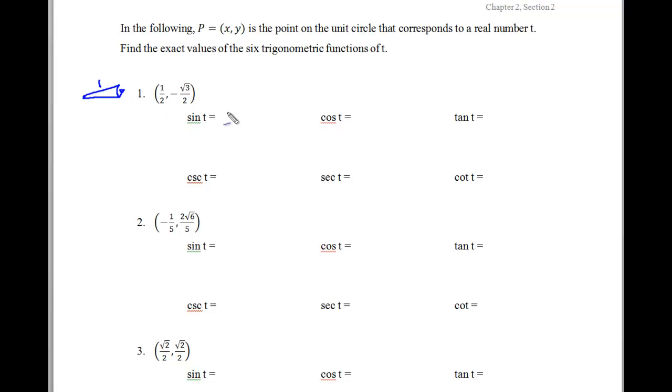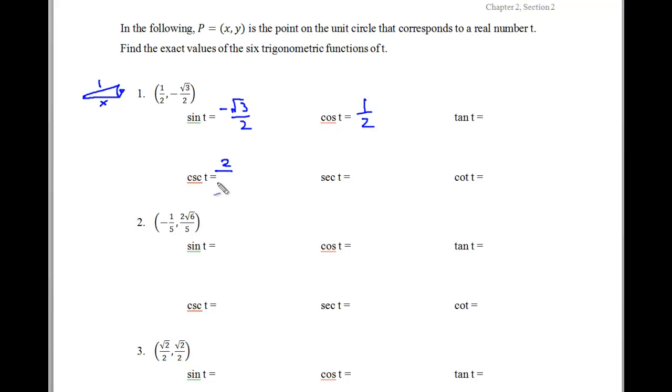So the sine of t is going to be negative square root of 3 over 2. Therefore the cosine is going to be the adjacent over the hypotenuse, which is your x over 1, which is x, so this is our cosine of t. Now that we know our sine and cosine, which is our y and x, then we can do the inverse of these for this problem.